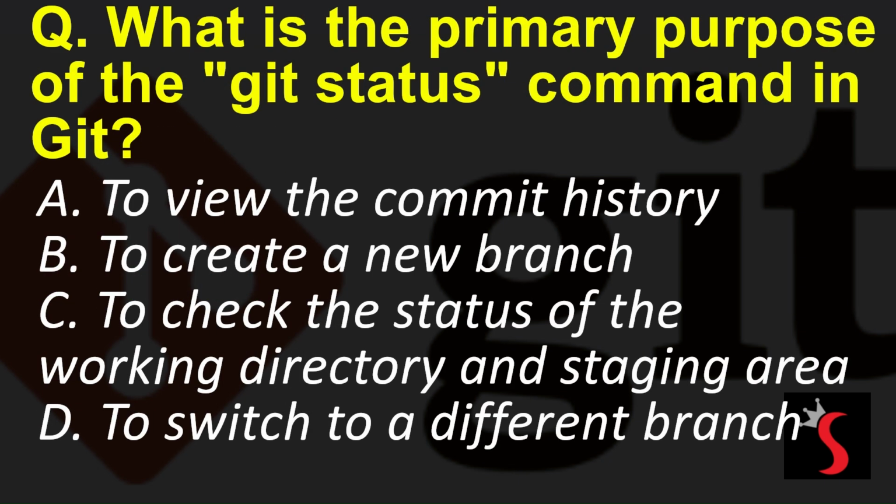What is the primary purpose of the git status command in Git? A. To view the commit history. B. To create a new branch. C. To check the status of the working directory and staging area. D. To switch to a different branch.